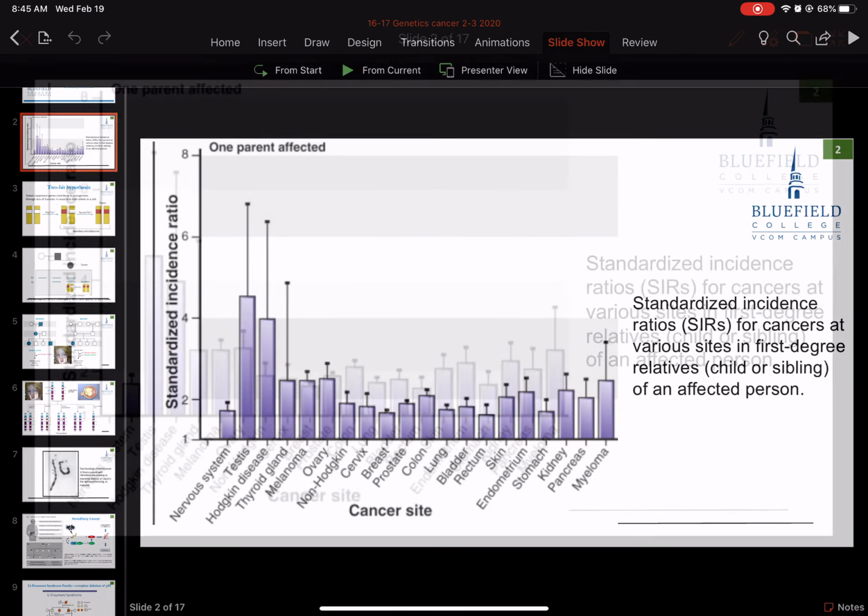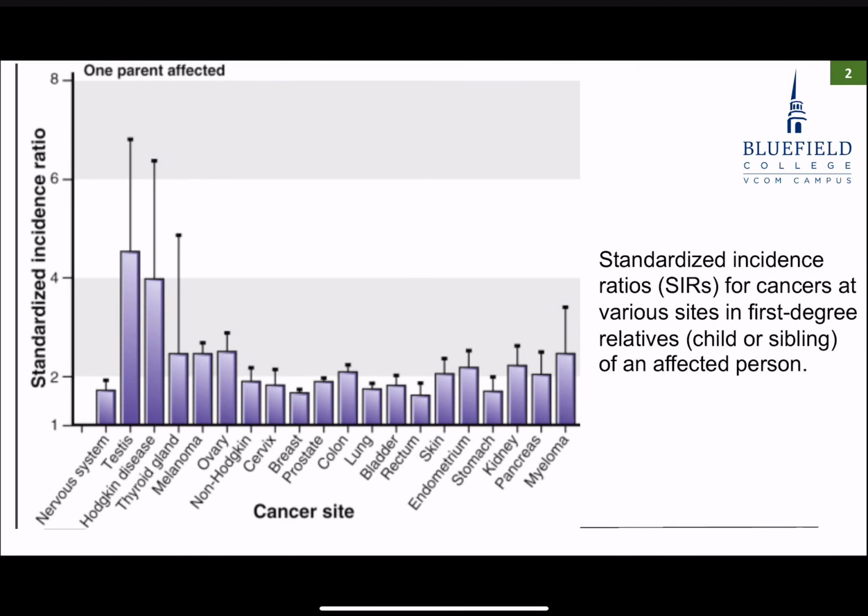So you can see that this increase varies between types of cancer. It's relatively high for testis and Hodgkin disease. It's around 2-3-fold for other types, but this increase is there. So even though we cannot really call it hereditary, because you could argue that there's not much difference between 2% risk and 4% risk, the increase is there.